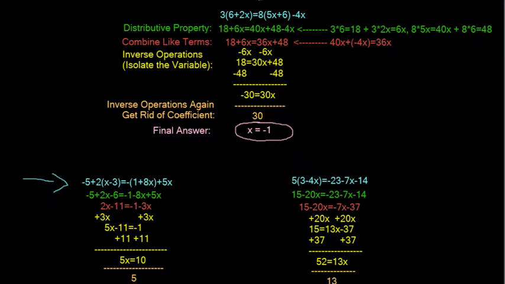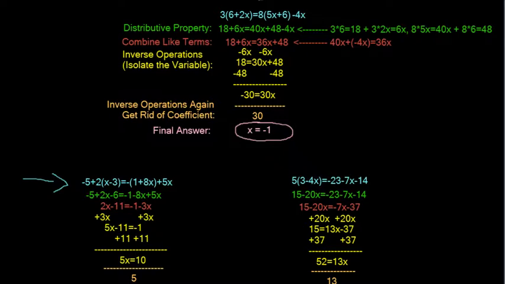Isolate the variable further by adding 11 to both sides to get 5x = 10. Finally, divide both sides by 5 to get rid of the coefficient and get the final answer of x = 2. Just for reference, our video contains one more example that we won't be going over as we've done multiple examples. If you wish to view this example, please pause the video.